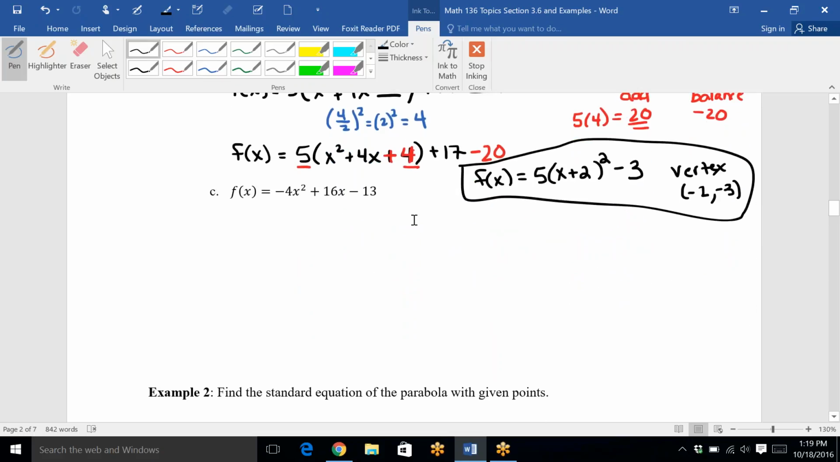Let's look at part C. This one's a little bit different because we have a negative up front to pull out. Let's see how that changes things. We're going to keep our x's together, create a space to complete the square, bring down the minus 13, and create a space to do the counterbalance. We need to pull out that negative 4 because we have to have a 1 in front to complete the square. That will change some signs.